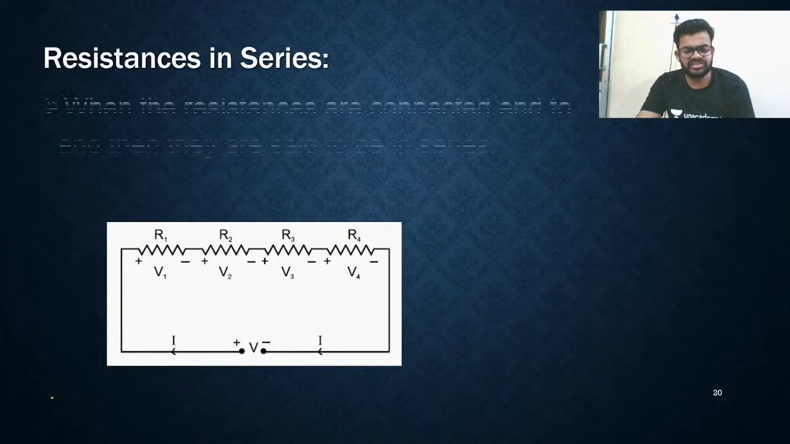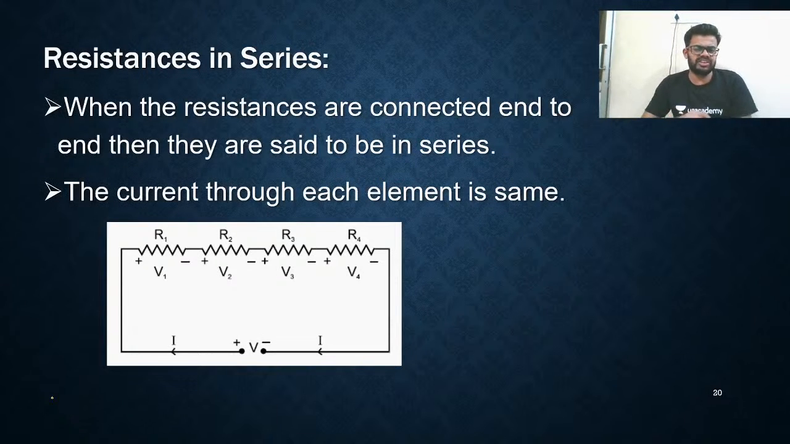So, series resistance, I hope you got this. In series resistance, resistances are connected end to end, and current in all resistances will be the same. That only I wanted to say. Now, how to find the potential difference across each resistance, apart from that, the equivalent resistance of the circuit.